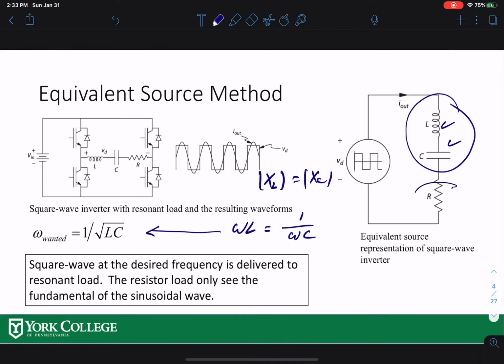So your load sees the resonant frequency coming across the load. A square wave at the desired frequency is delivered to the resonant load. The resistor load only sees the fundamental of the sinusoidal frequency. So you can design the L and C in such a way that at the fundamental frequency the impedances are equal to each other. Then your load only sees the fundamental frequency. Other frequencies should be blocked by the L and C circuit.